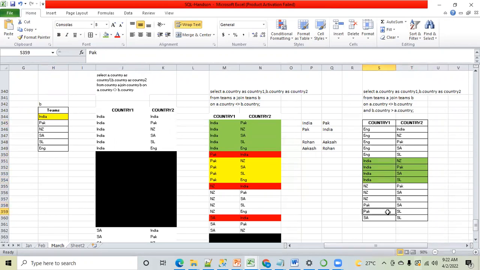Let's start with Pakistan. Pakistan, South Africa, Pakistan, Sri Lanka. Do you have Pakistan, India here? No. Pakistan, India is not present here, right? This is what we're expecting. Do you have New Zealand, India in this? No. Do you have South Africa, India? No. Correct. So it seems like what we were expecting, we have achieved it.